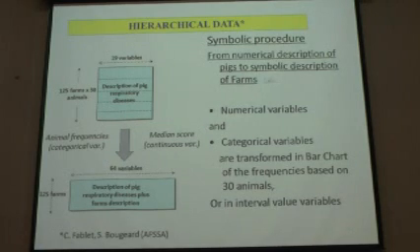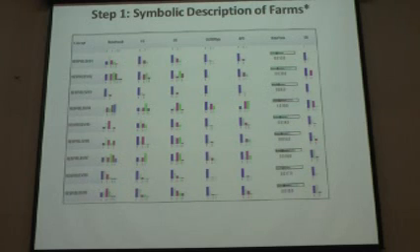So from numerical description of pigs to symbolic description of farms, numerical variables and categorical variables are transformed into bar charts of the frequency, or interval-valued variables. So we get interval-valued variables or bar charts. And this was the result. So we had here the concepts of the farms, or groups, classes, and here you have the variables. You can see quickly what is the difference between the different farms, and what is the variable that best distinguishes the different farms. And also if you have the kind of index of the pigs, you could have it here in each farm.